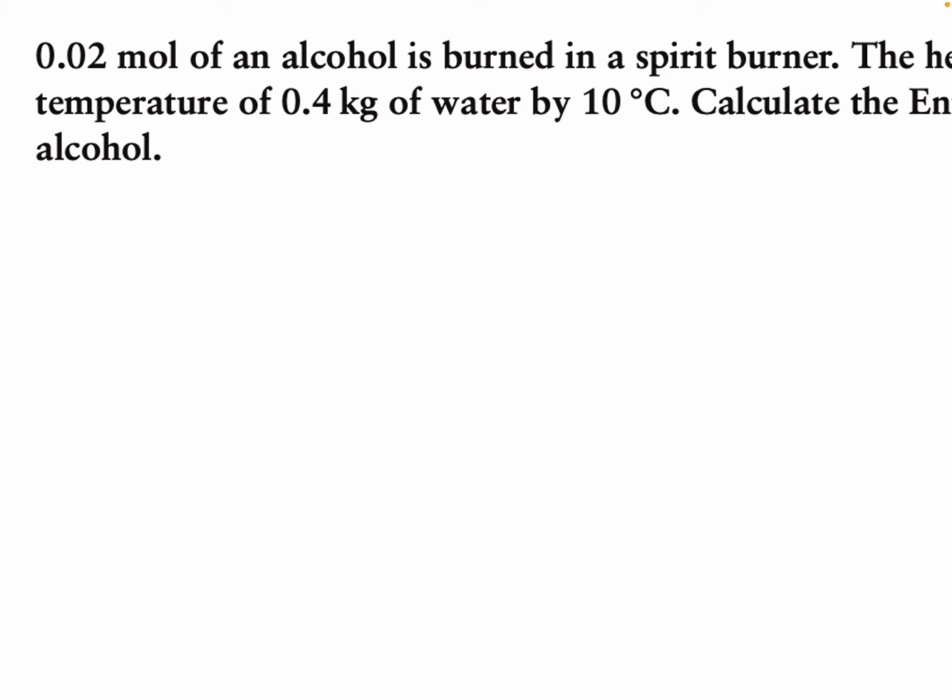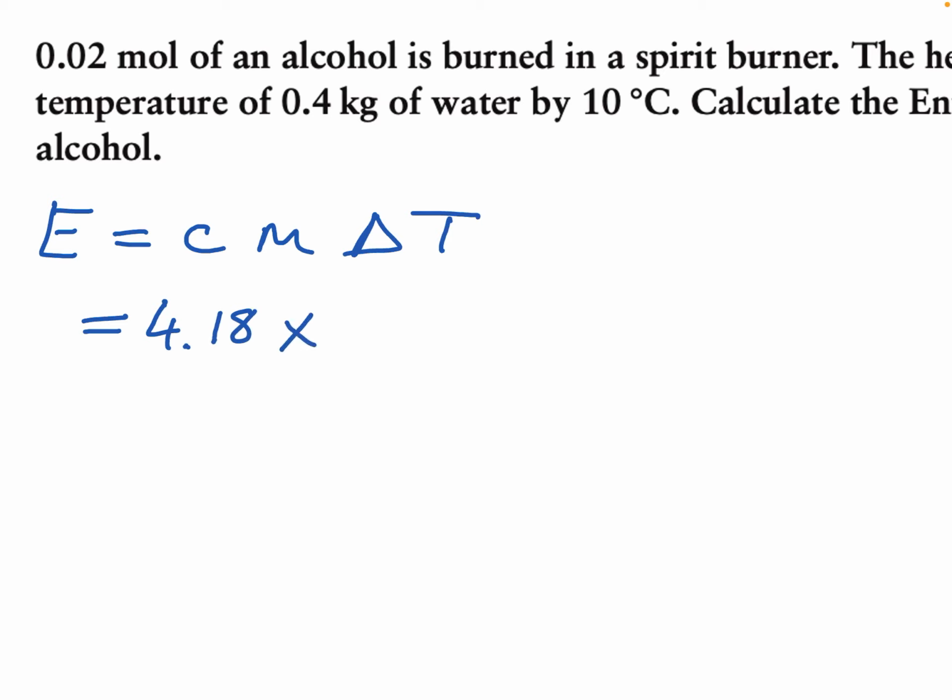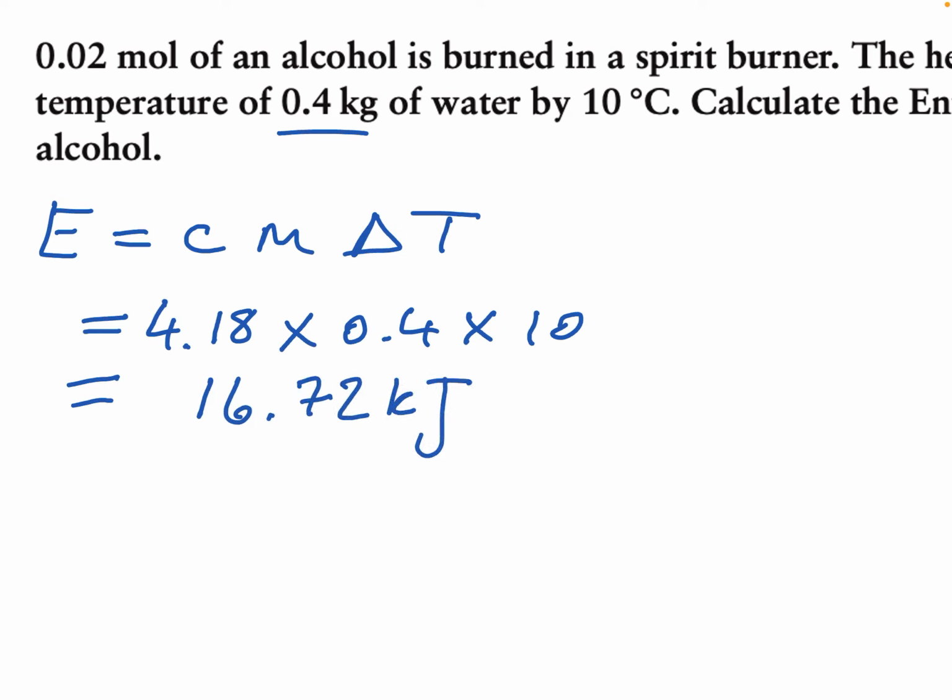Now, this is easy enough. It's just the same as what we've been doing, and we know that we start off with our favourite equation, which is E equals Cm delta T. We know by now that the C is definitely 4.18, and it does mention water, just as a wee check, so we're okay there. Our mass of water is 0.4, and our temperature change is 10 degrees C. That means that when we put this into the calculator, it gives us 16.72 kilojoules.